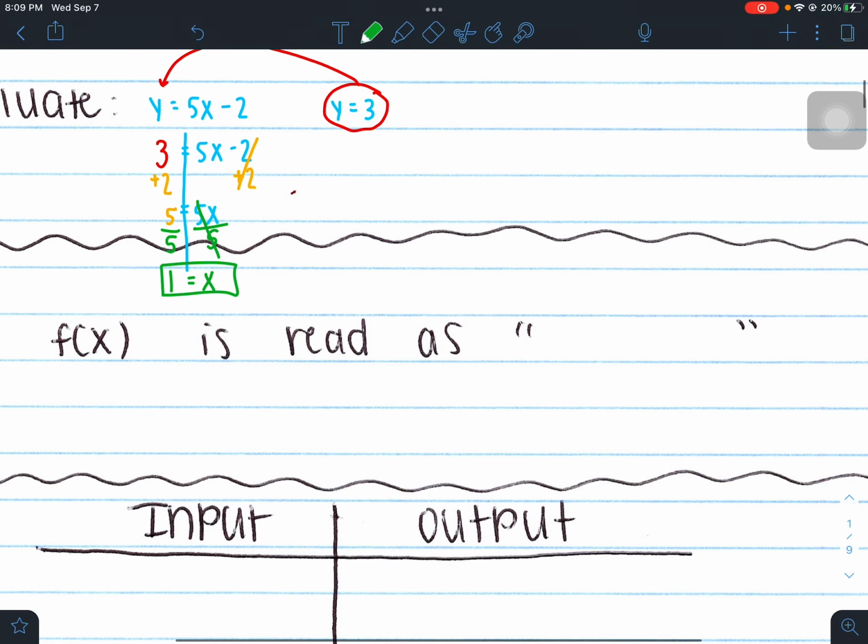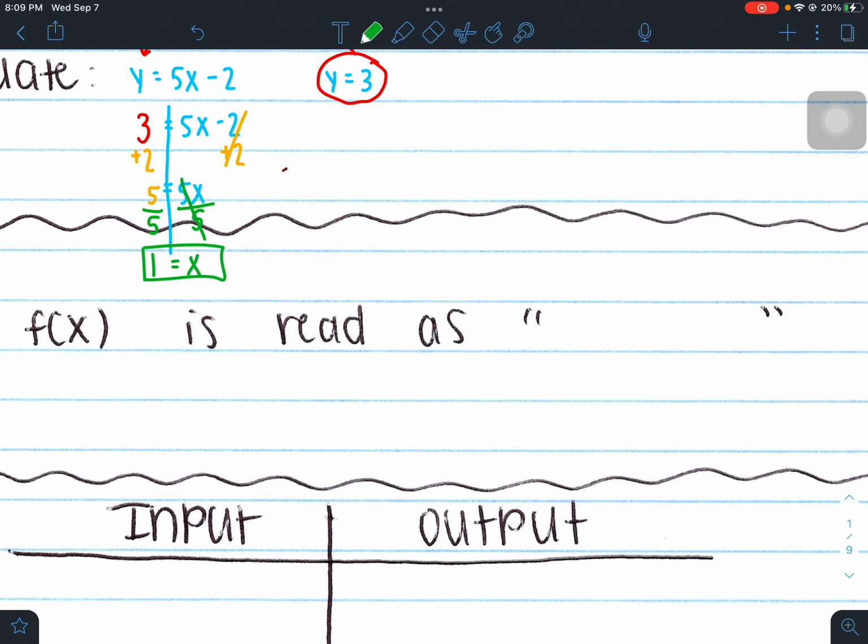All right, now I've already kind of said it a few times, but this right here, f of x, is read as f of x. We don't say f parentheses x, we say f of x. So if I was given this, I would read this as h of n, because I read the first letter first, and then I say of, and then I read the second letter.